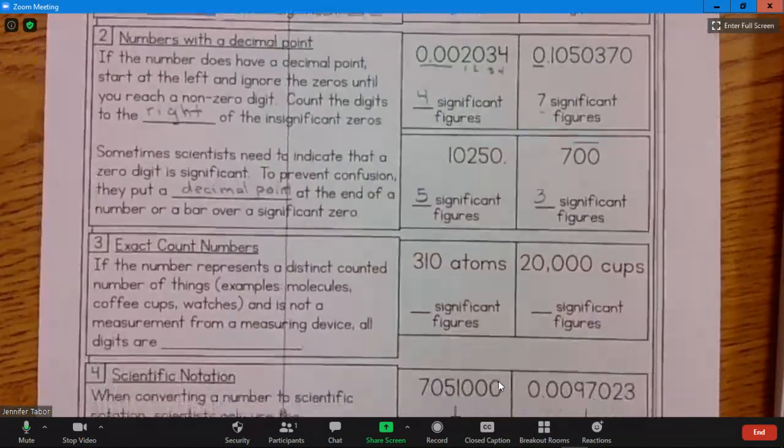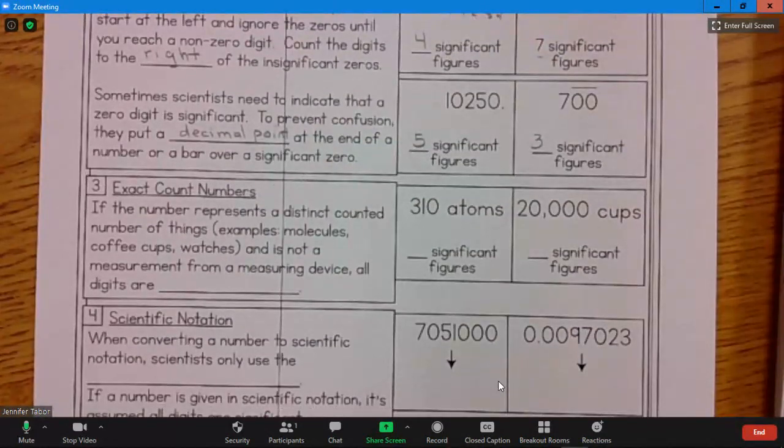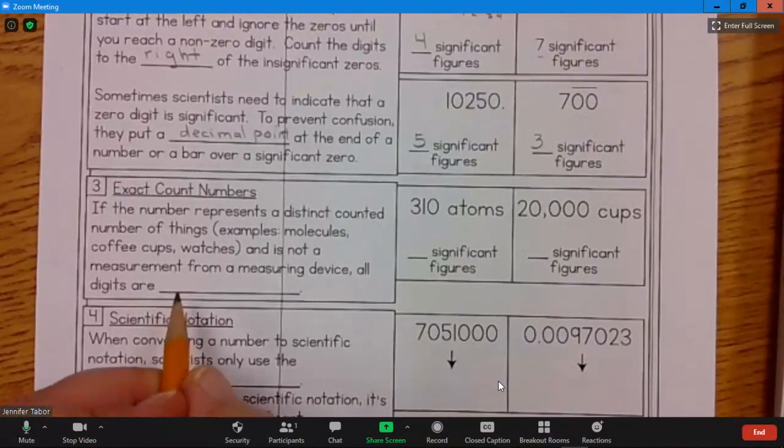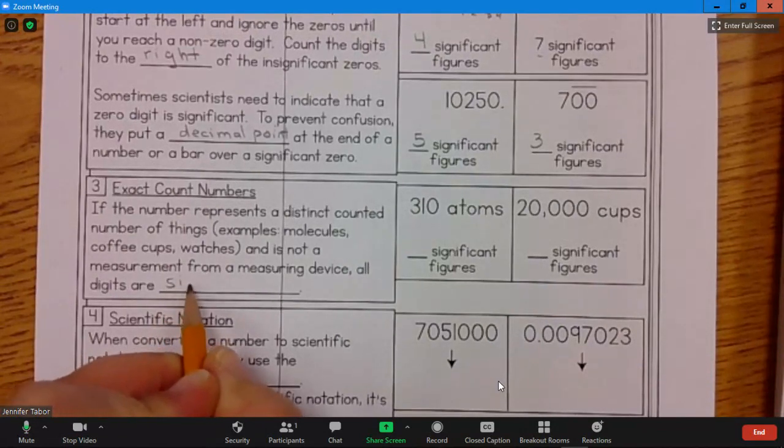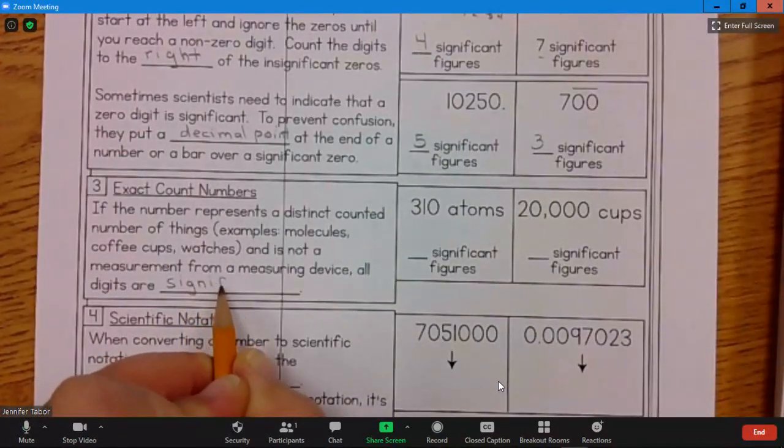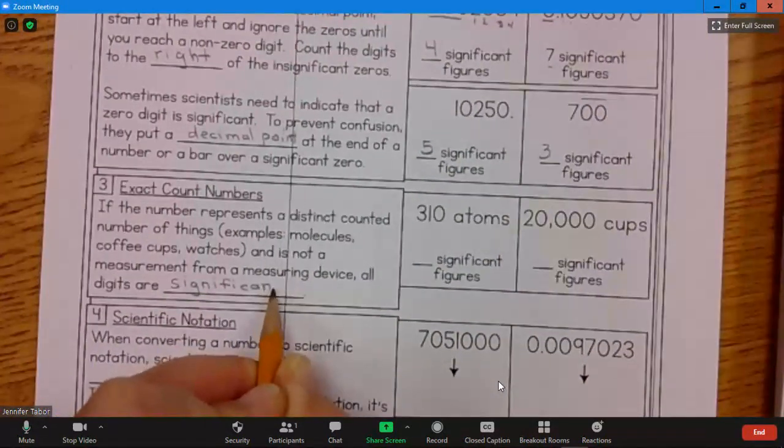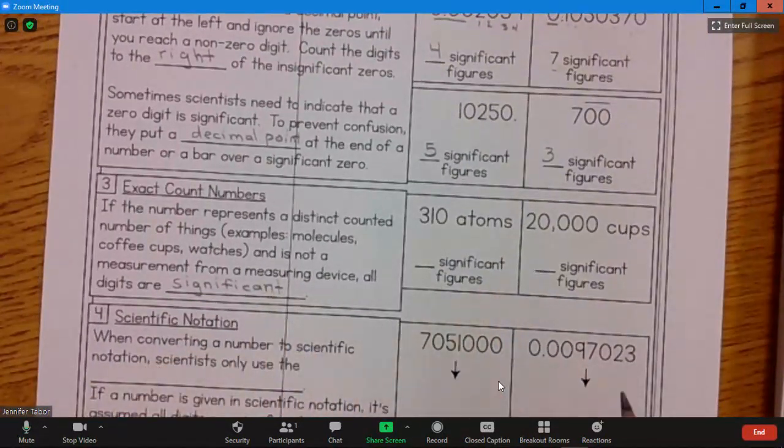The third rule here is if we have exact counting numbers. Like if I were to count the number of people in the room, or if we were to count the number of atoms, like in some examples here, coffee cups, phones, whatever, it's exactly that we're counting and not something that we measured, like with a ruler or a balance, then all the numbers are significant. It does not matter. So if we're counting something, every number counts.